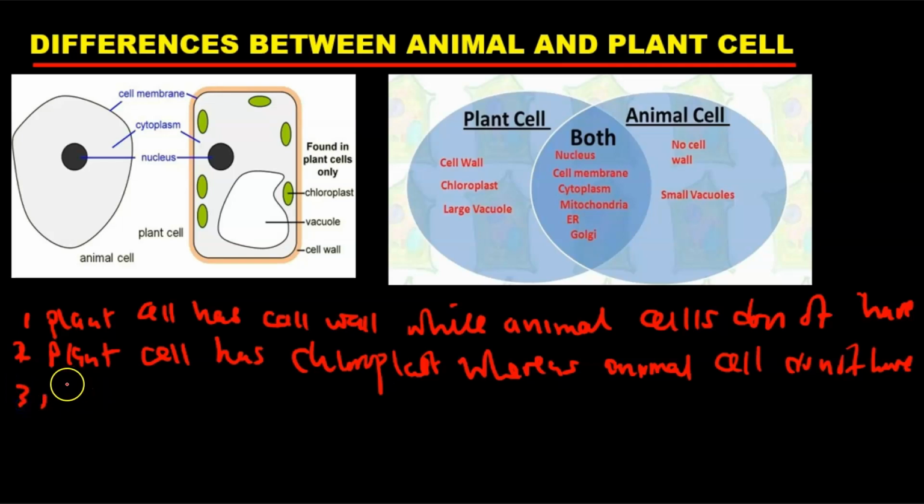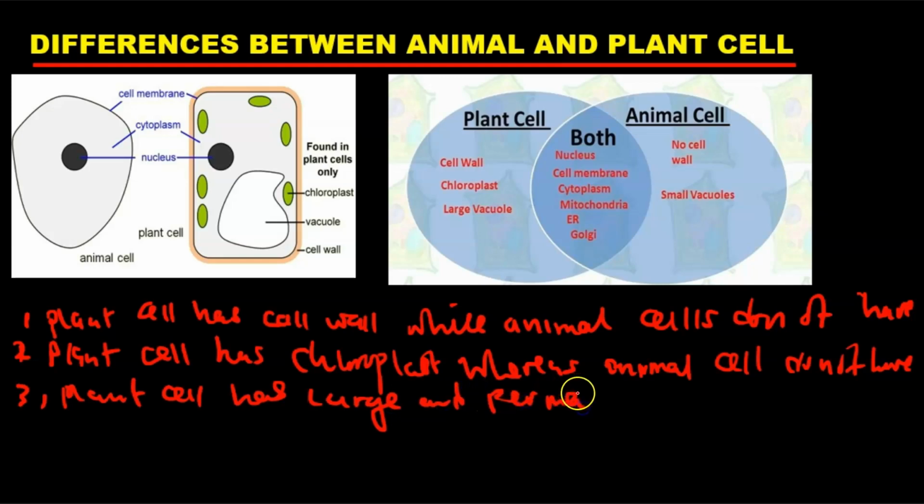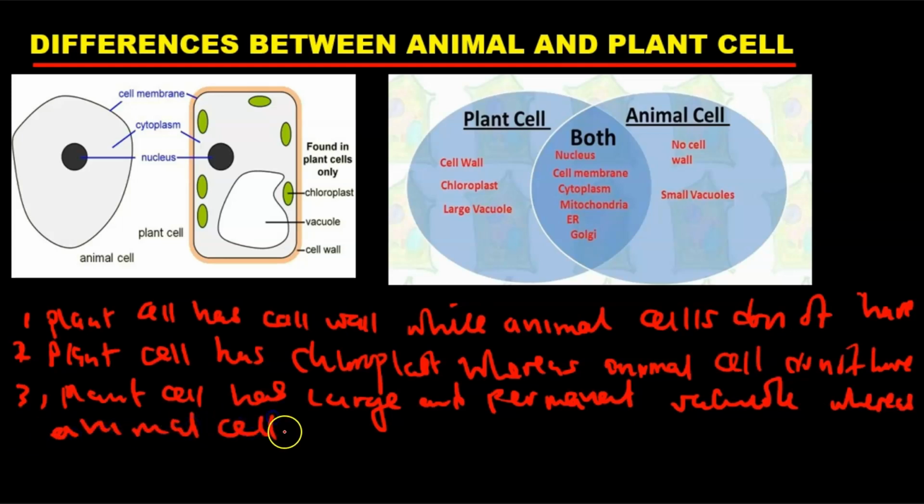Three, we can say plant cell has large and permanent vacuole, whereas animal cells only have the vacuole during the early development. They might have some small vacuoles that might disappear at some point.